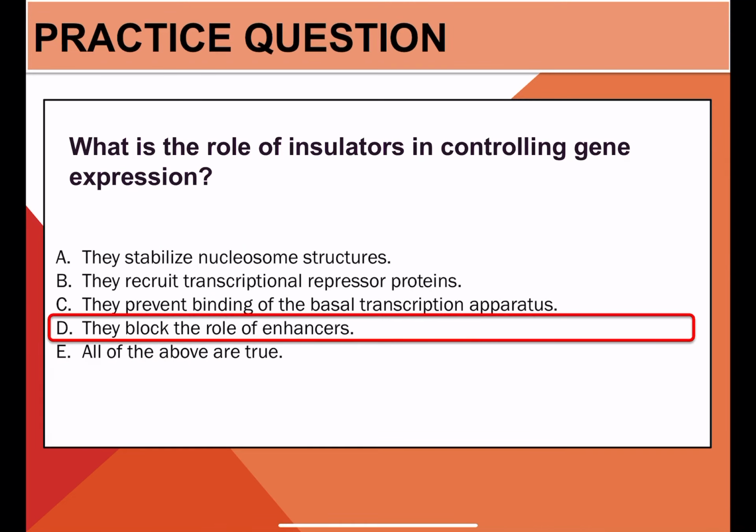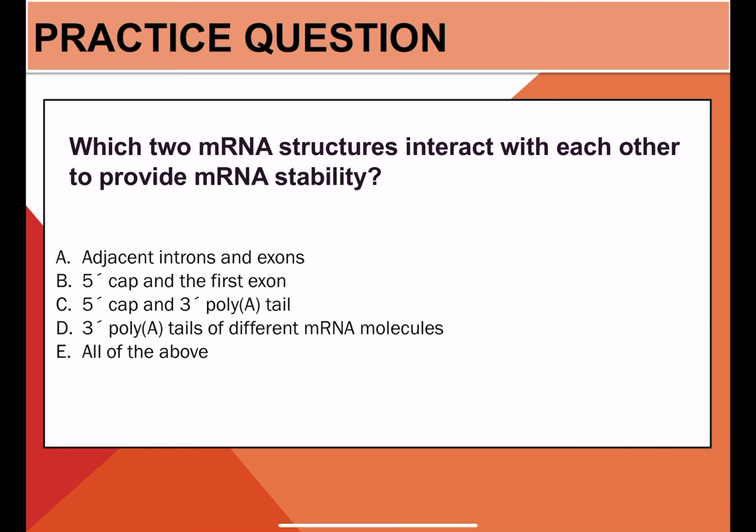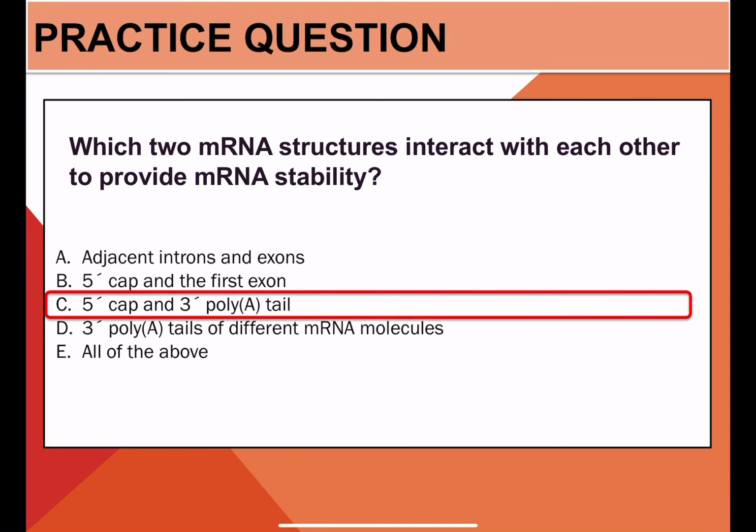Okay, that is pretty simple. Which two mRNA structures interact with each other to provide mRNA stability? You have the 5' cap and the 3' poly A tail. Remember that you have your 5' cap, and then you have your 3' poly A tail that has proteins associated with it that bind to your ribosomes to stabilize this translation complex, and then it can go ahead and translate this mRNA molecule to protein.